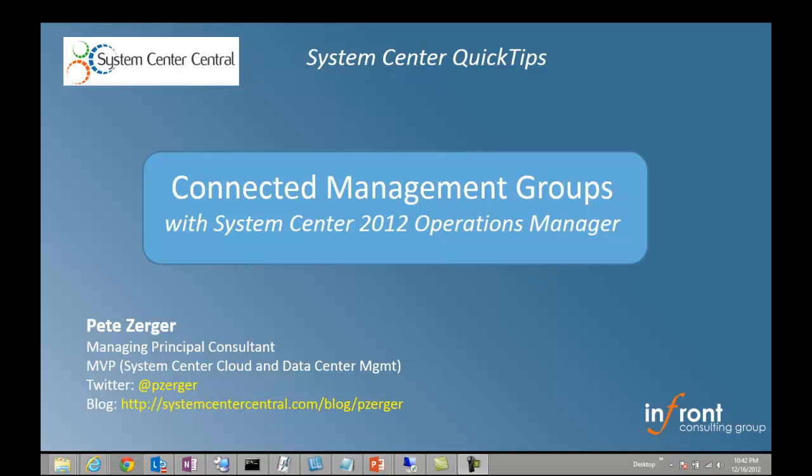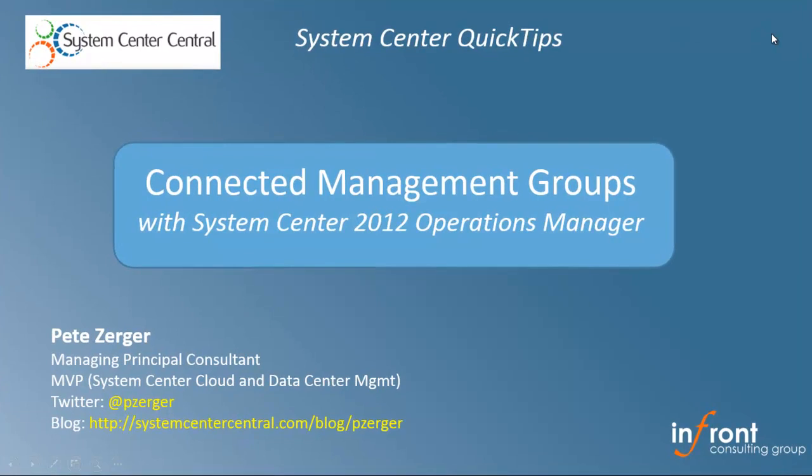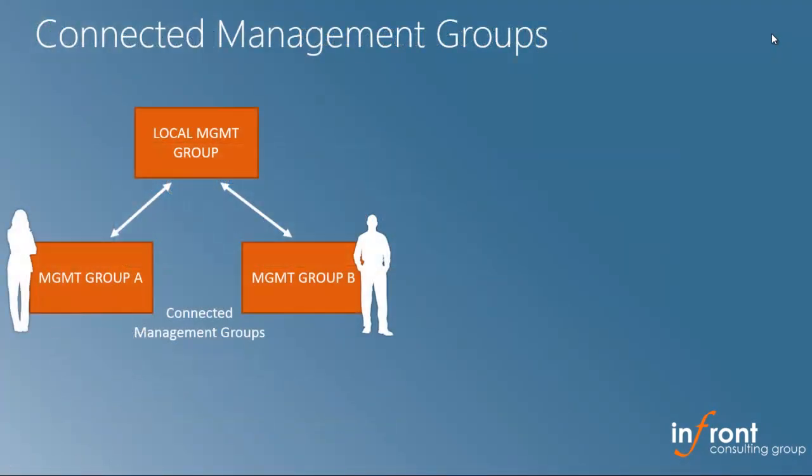So let's get started. A connected management group is a mechanism in Operations Manager that allows us to present monitoring data from multiple management groups in a single Operations Manager console. In our fictional example here, we have management groups A and B, which are completely separate management groups, with their own operational and data warehouse databases, and we'll roll those into a single console, into what we call a local management group. It's important to know that that local management group is the only place where we're going to see data from multiple management group sources.